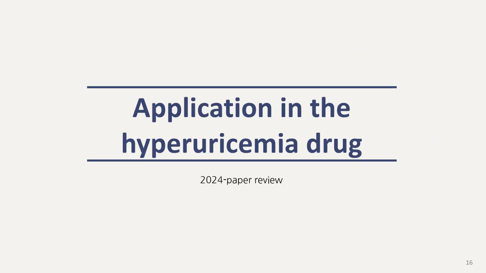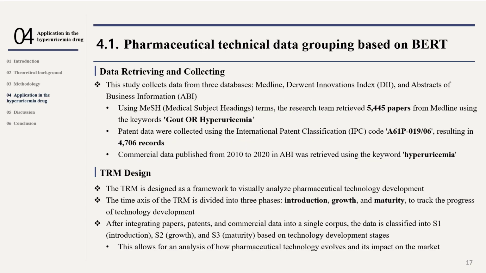Now I applied this method to hyperuricemia drugs. This study collects data from 3 databases. By using medical subject heading terms such as gout or hyperuricemia, the research team retrieved papers from Medline. Patent data were collected using the IPC code, and commercial data published in ABI was retrieved using the keyword hyperuricemia.